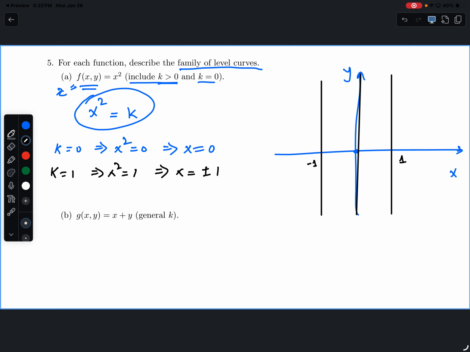Okay, and if k is equal to 2, then you will have x equal to plus or minus root 2. Then you will have 2 other vertical lines. So the contour is a family of these lines in the xy plane. Why is there a family of lines?